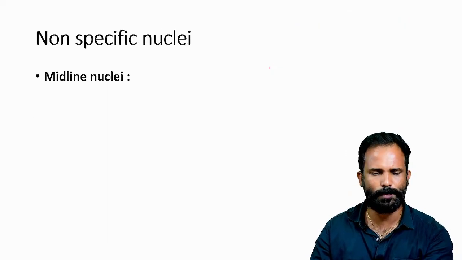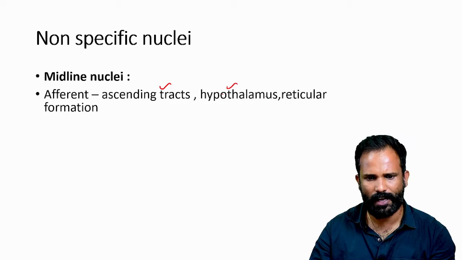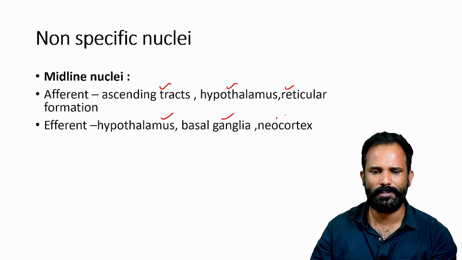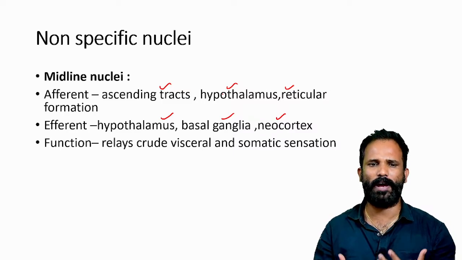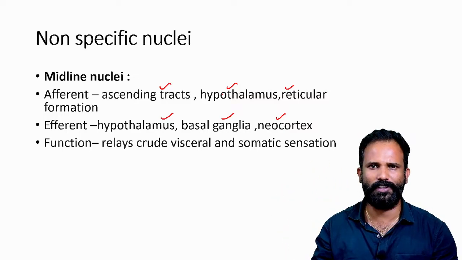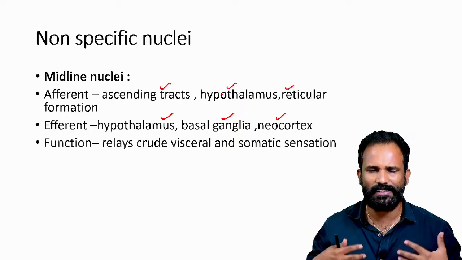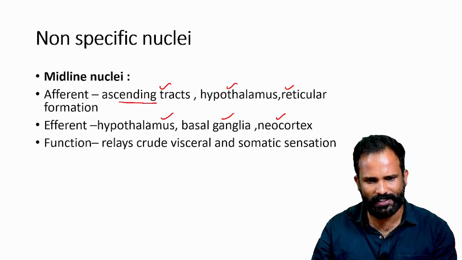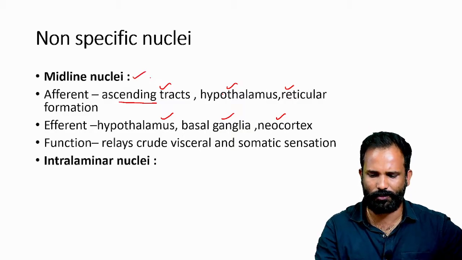Coming to the non-specific nuclei, those are the midline nuclei. Afferent is from ascending tracts, hypothalamus and reticular formation, and efferent goes to hypothalamus, basal ganglia and neocortex. Function: it relays crude visceral and somatic sensations. As they are non-specific, pinpoint localization is not possible. That's why we are calling them crude sensations. So the visceral sensations and also the crude sensations are transmitted through the ascending tracts to the midline nuclei. That's why they are called non-specific nuclei.